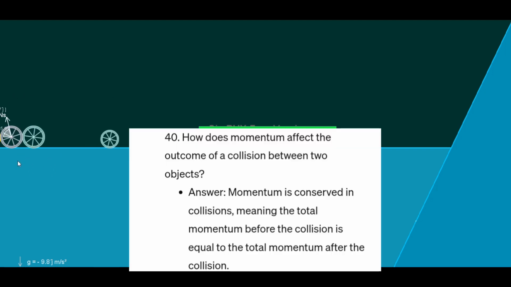How does momentum affect the outcome of a collision between two objects? Answer: momentum is conserved in collisions, meaning the total momentum before the collision is equal to the total momentum after the collision.